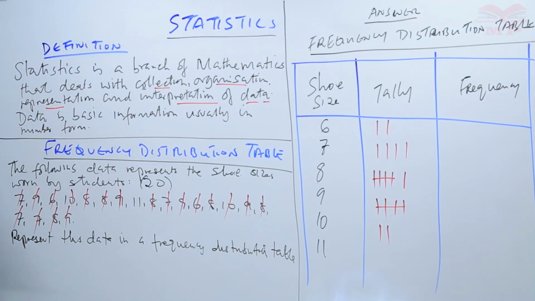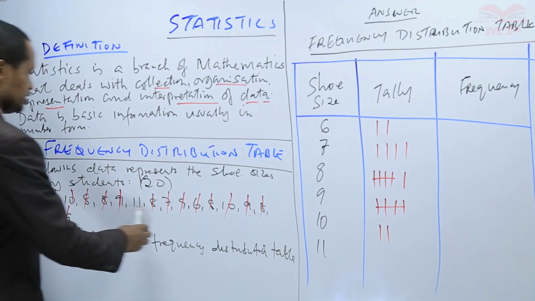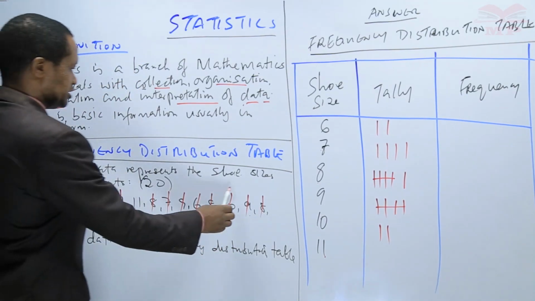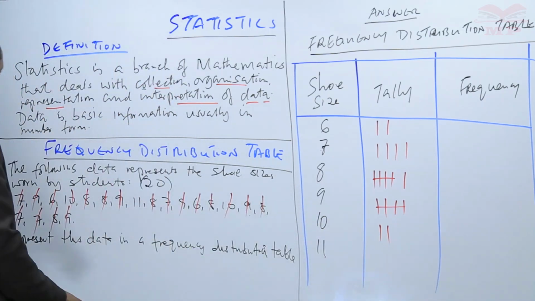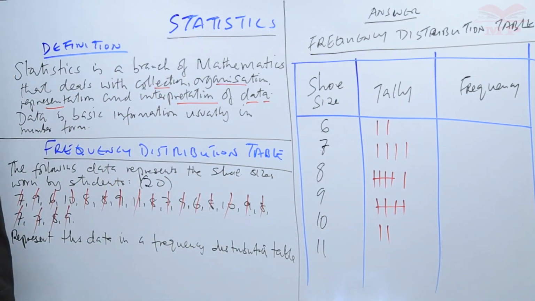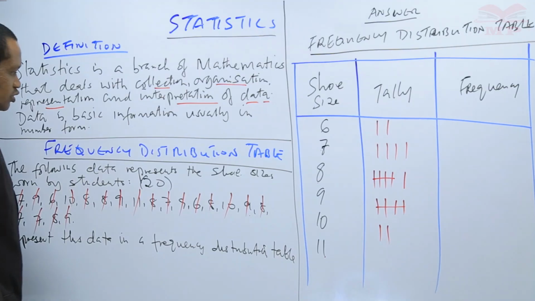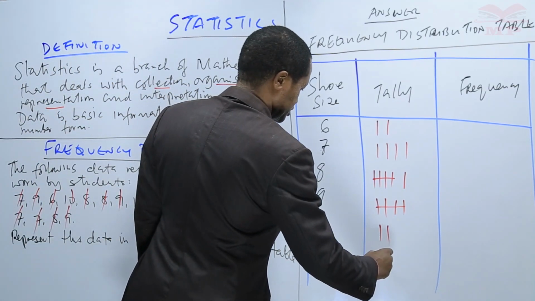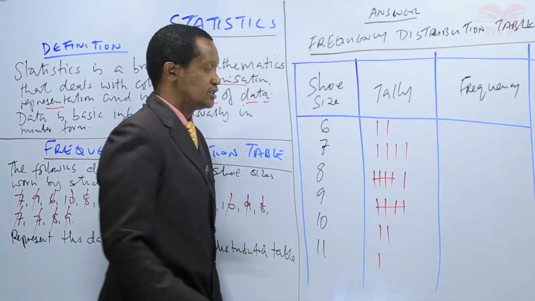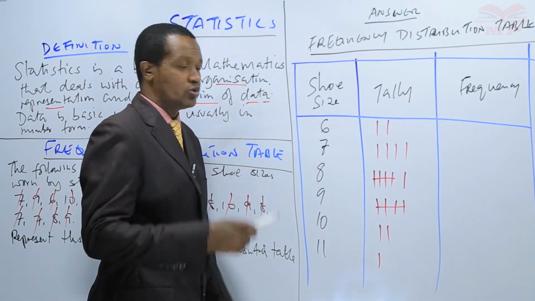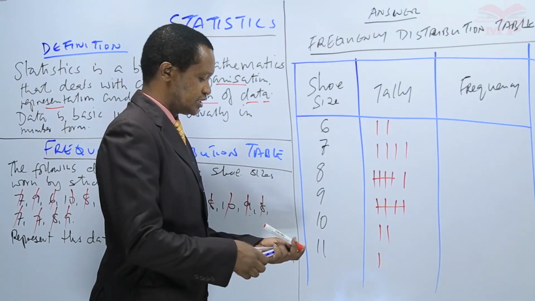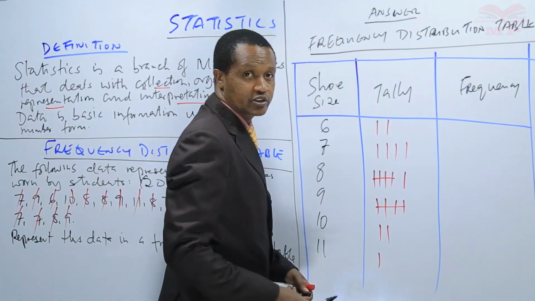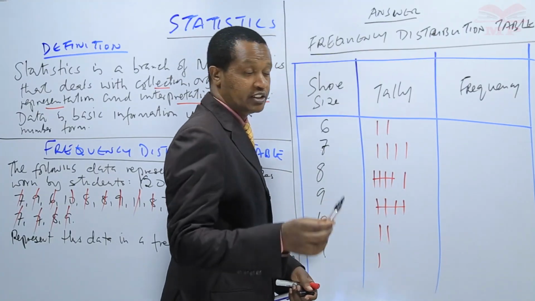Then number 10, we have 1 and 2 strokes. 11, 1. 11 was the highest shoe size, worn by only 1 student. So these are the tallies. Each tally representing a quantity. Then we come and count the strokes, which we've said represent quantities.